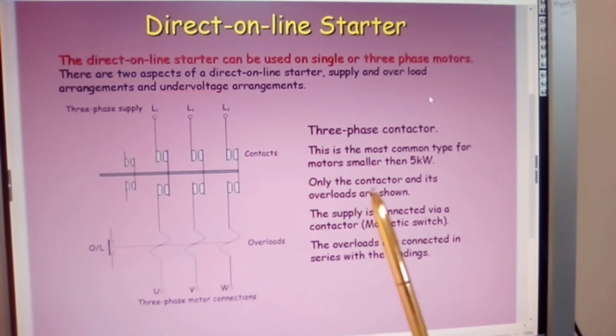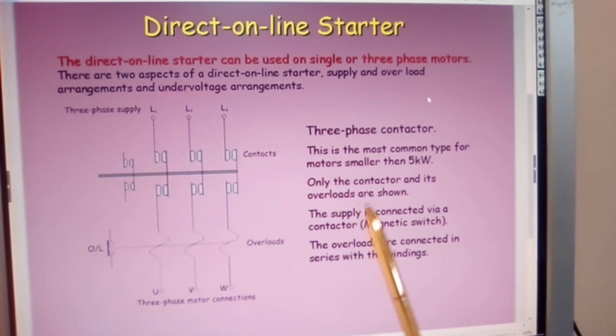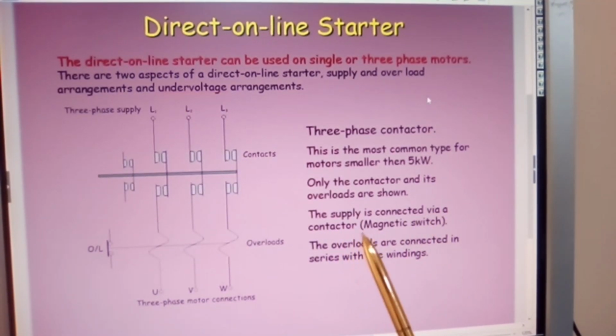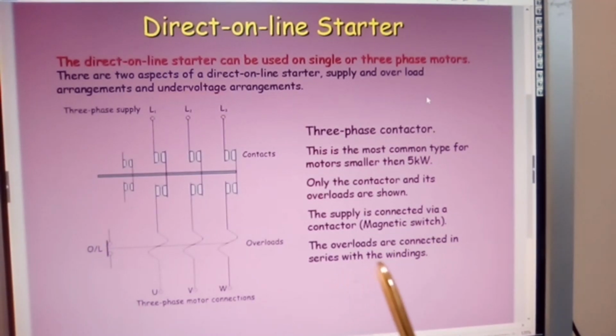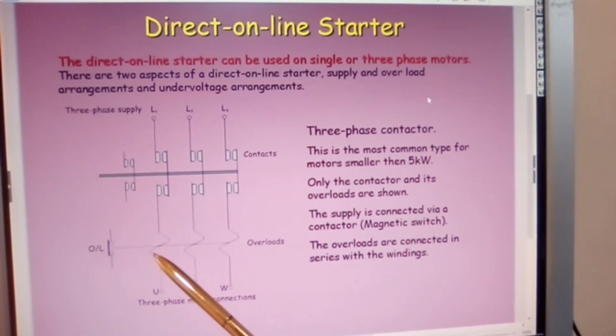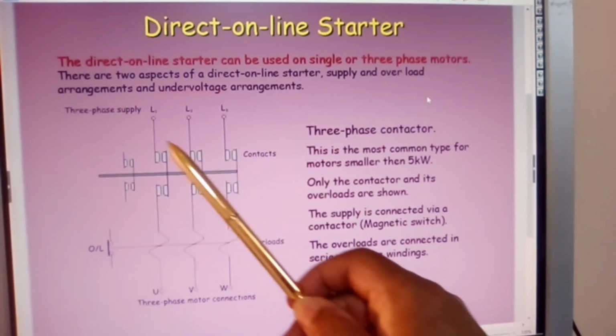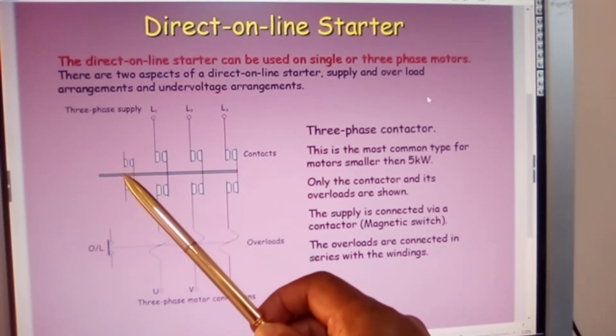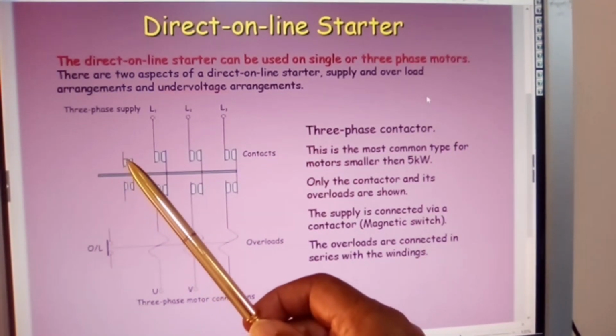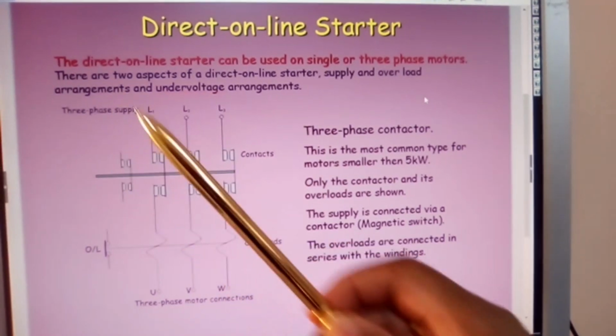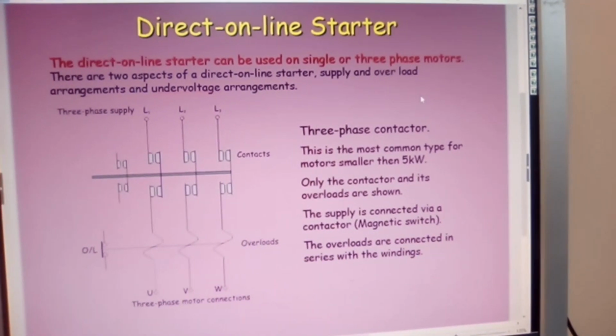Only the contactor and its overloads are shown. The supply is connected via a contactor magnetic switch. The overloads are connected in series with the windings. And these are your overloads here. That is your main contactor point. That is your retaining contactor once you have started your direct online starter.